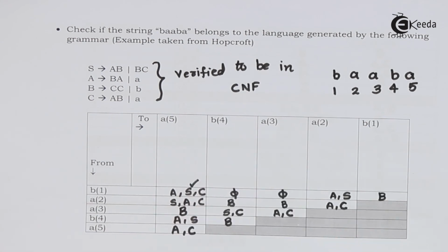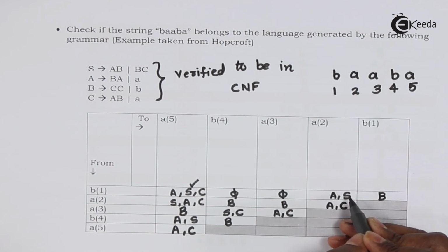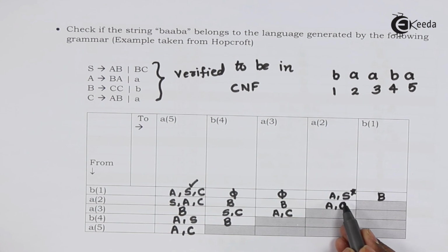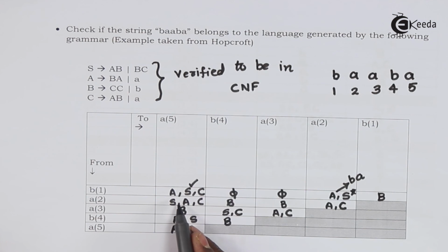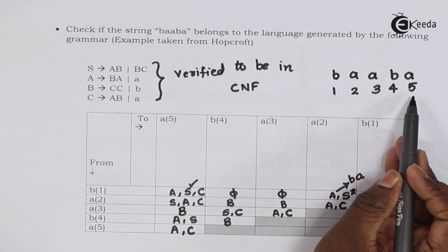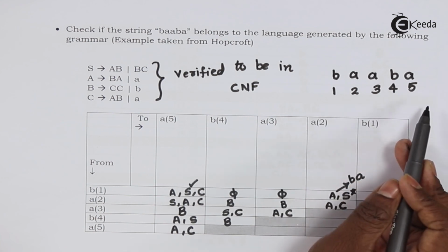If we have to check which are the substrings of the given string which are generated by the grammar, we can check where the start symbol S is generated. You will see that 1 2 has S. Cell 1 2 contains start symbol S, and hence the string 1 2 must be generated by the grammar. String 1 2 is BA. Similarly, 2 5 is containing S, hence substring 2 5 must be generated by the grammar. It is AABA because we start from position 2 and end at 5.